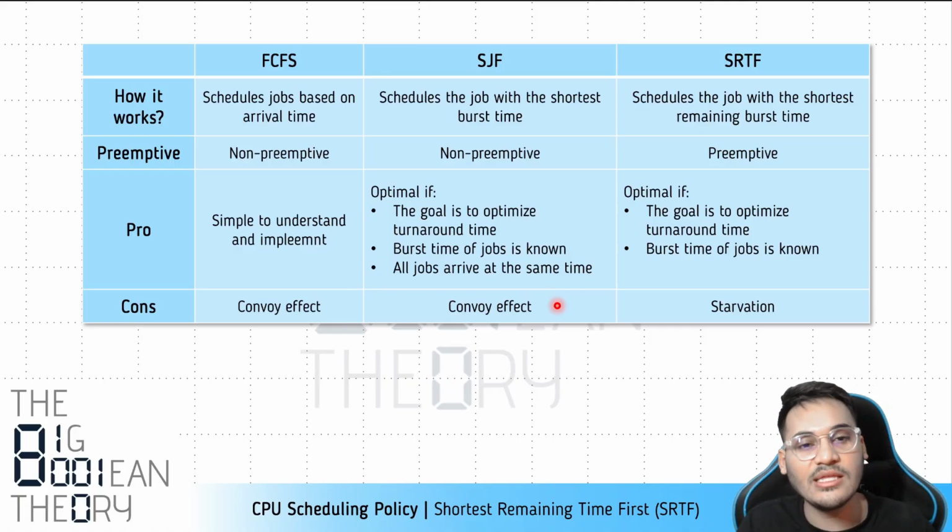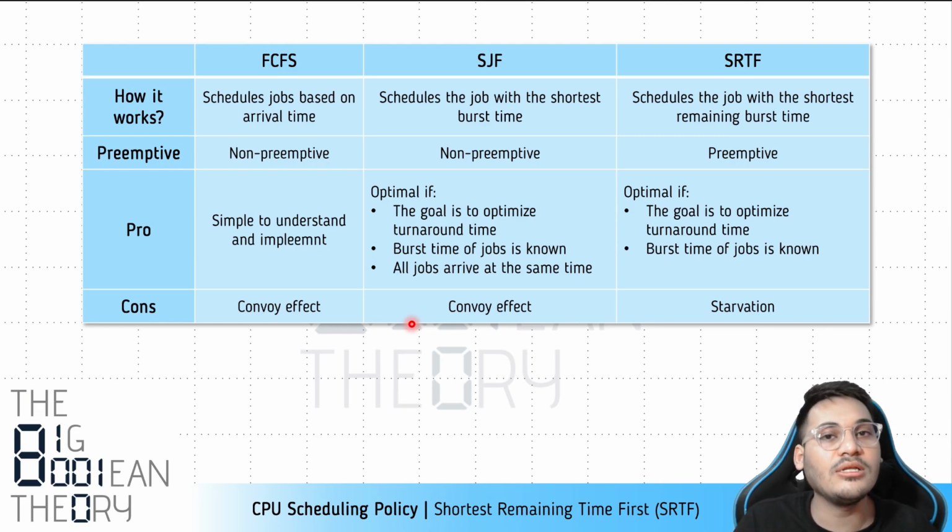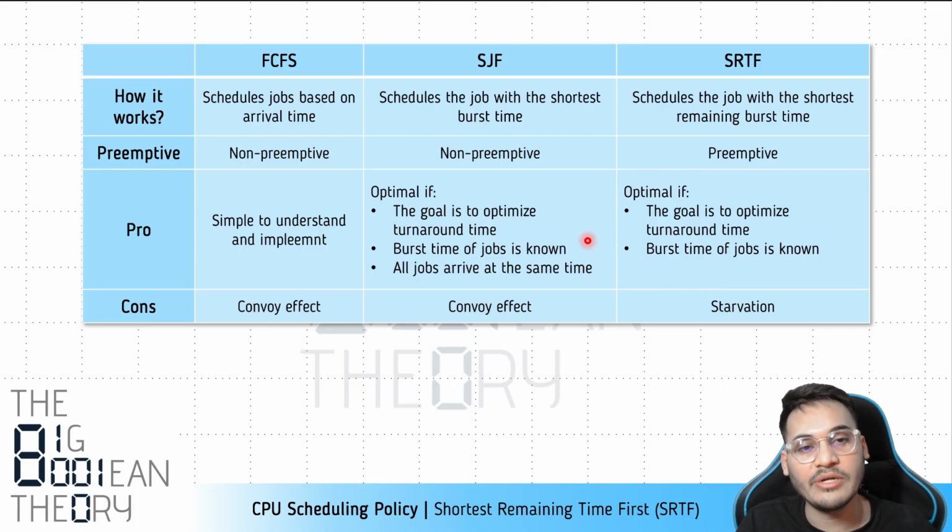So basically there is a trade-off. If you have a non-preemptive algorithm, then there will be convoy effect, which means higher turnaround time and higher waiting time, but there is no starvation. There is a guarantee that at some point in time the job will definitely get to execute. It might have to wait, but it will get to execute. Whereas in SRTF, the convoy effect is solved, right? The shorter jobs do not have to wait; they will quickly get executed. So although the overall turnaround time and waiting time will be optimal, the longer job will get starved, right? So this is the trade-off between these algorithms.